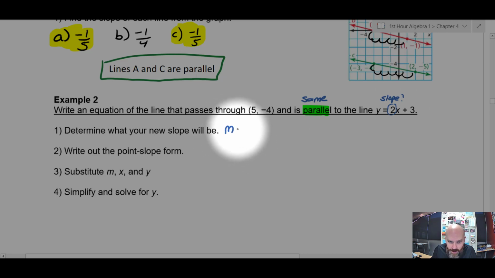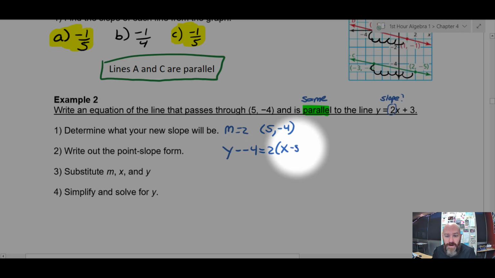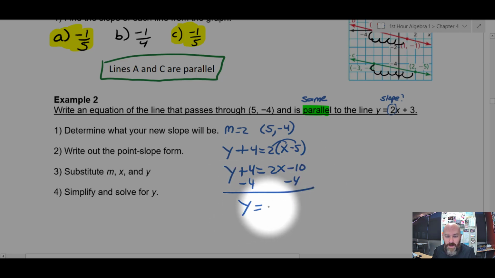Well, this is already in y equals mx plus b form, so my slope is this 2. So I'm going to write down m equals 2, and I'm going to write down the point they gave us. They want us to use the point (5, -4), and now we go right into our point slope form. So I'm going to say y minus negative 4 equals 2 times x minus 5. Double negative makes a plus. Now I'm just going to solve for y. And so I'm going to get y plus 4 equals, when I distribute, I get 2x minus 10. Subtract 4 from both sides, and I get y equals 2x minus 14.